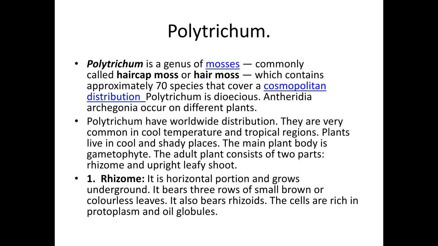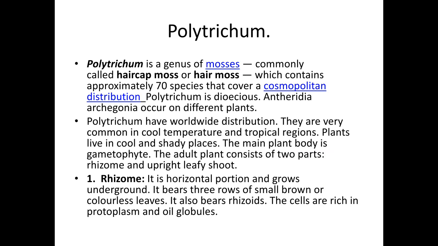Then Polytrichum. Polytrichum is a genus of mosses. This Polytrichum belongs to the bryophytes. Polytrichum is a genus of mosses, commonly called haircap moss or hair moss, which contains approximately 70 species that have cosmopolitan distribution. Polytrichum is dioecious.